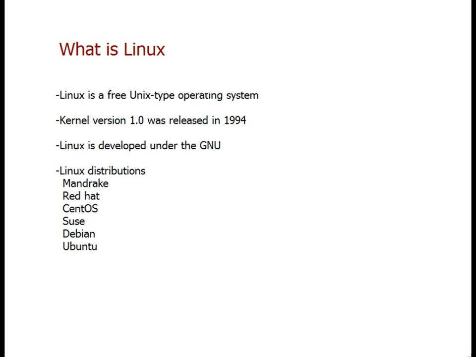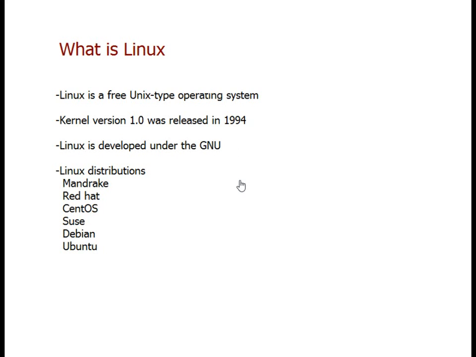Linux is a free Unix type operating system originally created by Linus Torvalds. It originated in 1991 as a personal project of Linus Torvalds, who is a Finnish graduate student from the University of Helsinki. The kernel version 1 was released in 1994, and today the most recent stable version is 4.6.5. Linux is developed under the General Public License, and the source code for Linux is freely available to everyone.